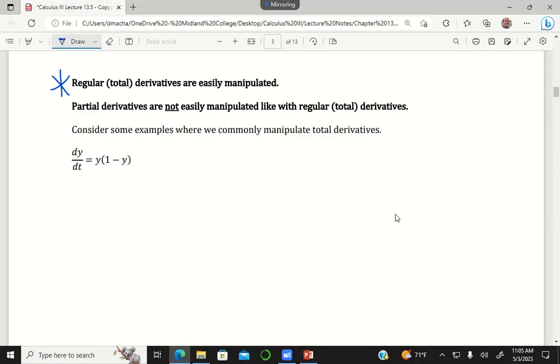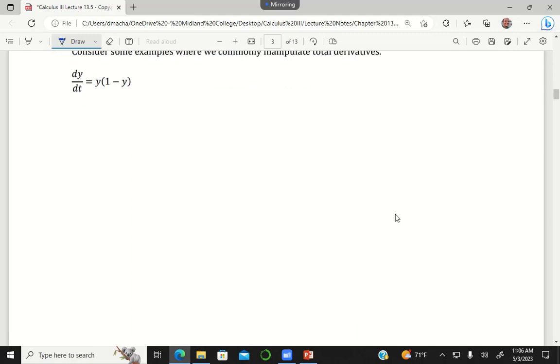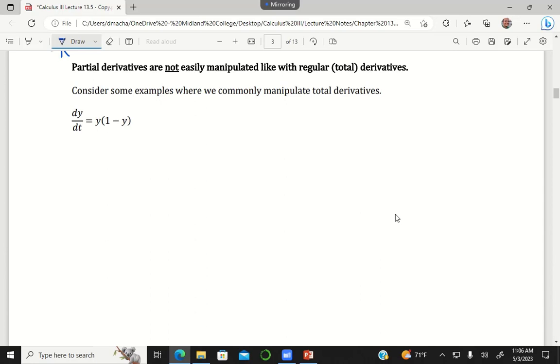If you're talking about regular, ordinary calculus 1 derivatives, it's really easy to manipulate those derivatives in terms of multiplying and dividing and canceling, that kind of thing. And so let's first look at this example. I'll point out where I'm manipulating the derivatives and what I mean by it being easy to manipulate ordinary derivatives. And so this example is what's called a differential equation.